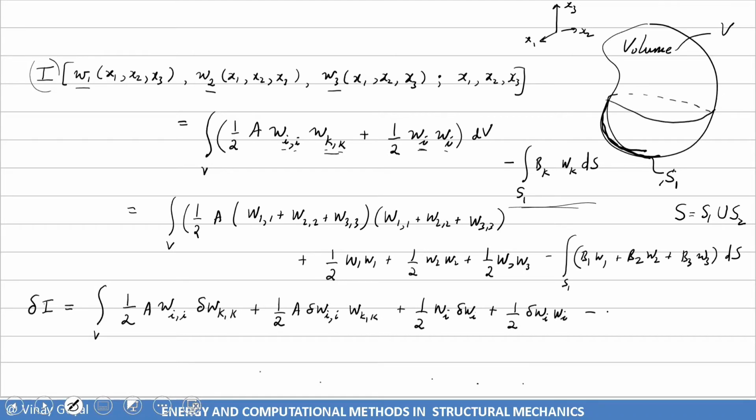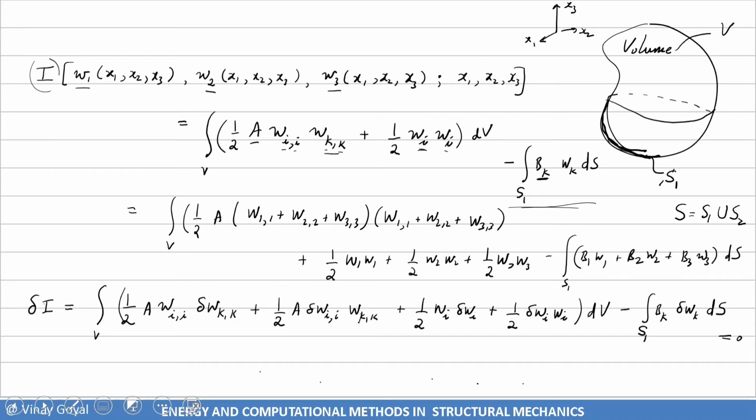This is over the whole volume, minus the integral of bk δwk dS. B is a constant and A is a constant. So that has to be equal to 0. And I want you to notice that this is only specified on boundary S1, not on the whole surface, just boundary S1. So very good.